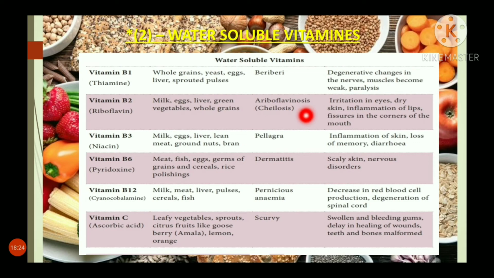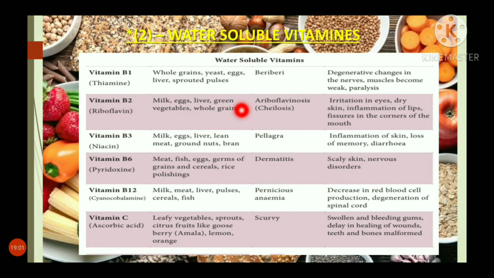Ariboflavinosis. What is the reason for this? Irritation in eyes, dry skin, inflammation of lips, fissures in the corners of the mouth. You can see this in the summer season or winter season. You can feel the edges of your lips have been broken. Your lips will become very dry during severe cold environments like winter seasons. These symptoms are seen with the lack of vitamin B2.